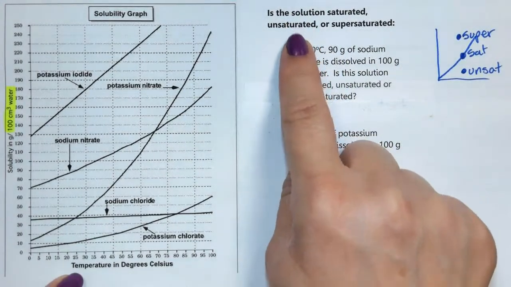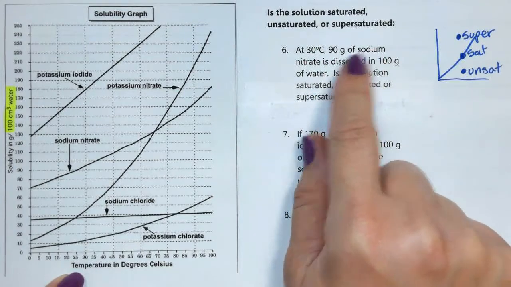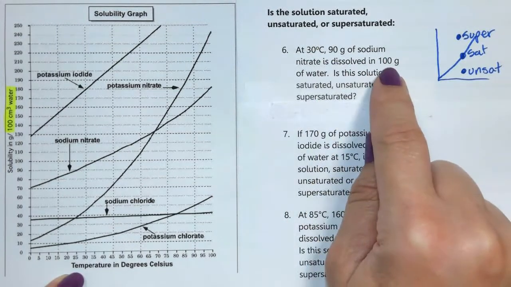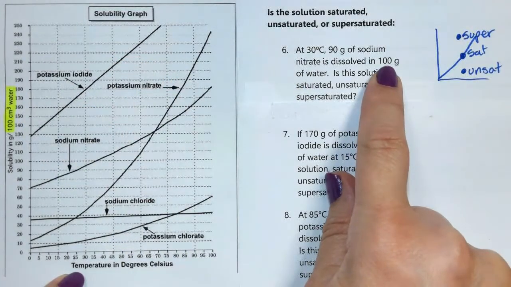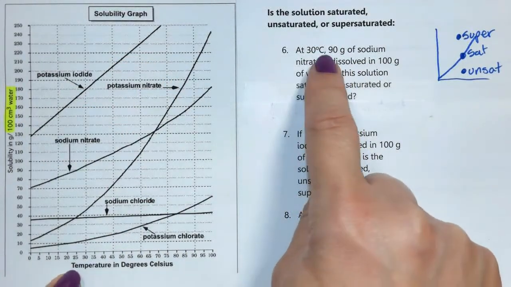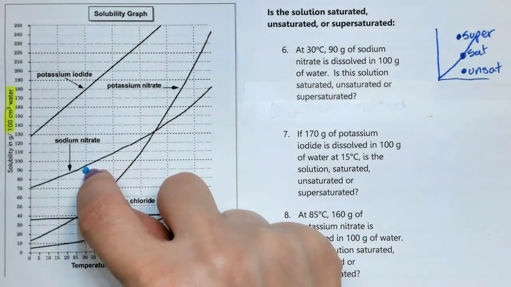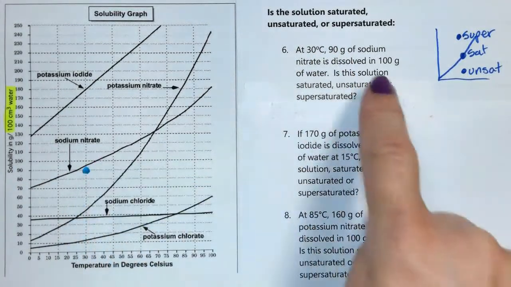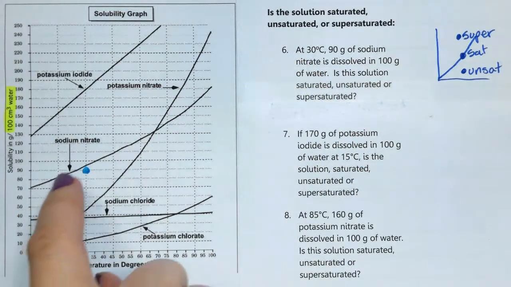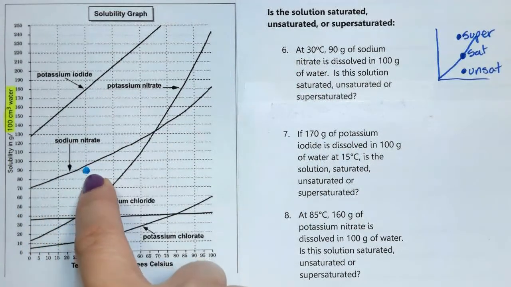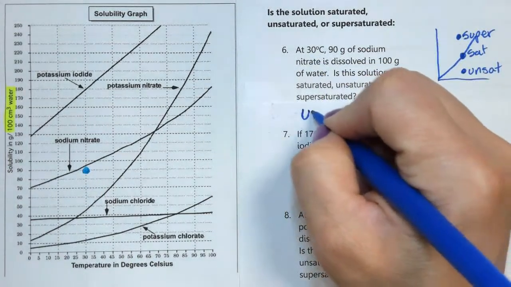Let's look at number 6. It's going to be at 30 degrees and 90 grams of sodium nitrate are going to dissolve, and the amount of water is 100 grams of water. So we do not do a proportion. We just plot this point. We go to 30 degrees, we go up to 90, and our point ends up right here. Relative to the sodium nitrate curve, which is this one, it's below it. And since it's below it, that's going to make this solution unsaturated.